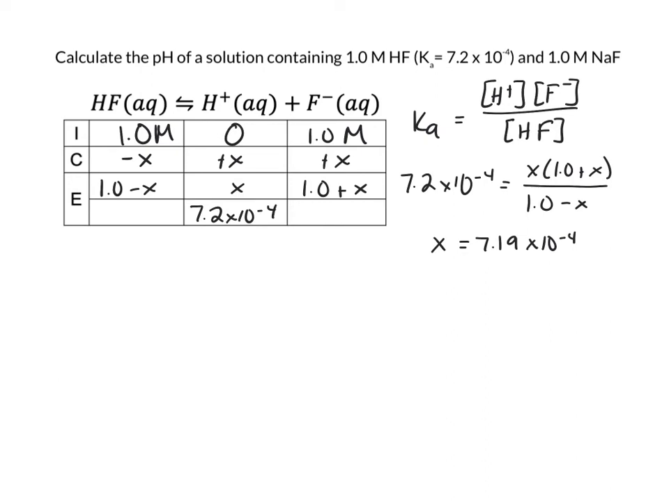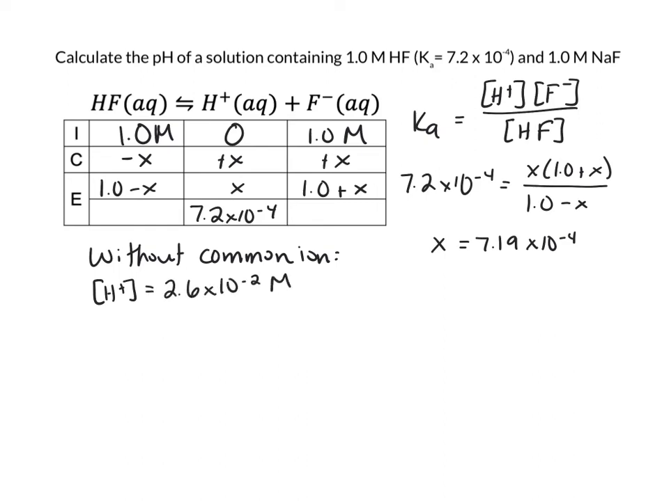Now, without a common ion, if I were to do this with the concentration of F- originally as 0, so just finding the H+ for the 1 molar of the acid, without the common ion, the H+ would have been 2.6 times 10^-2 molar. So you can see that the amount of H+ in solution is drastically decreased because of the presence of that common ion.